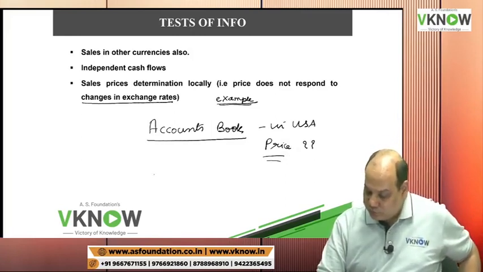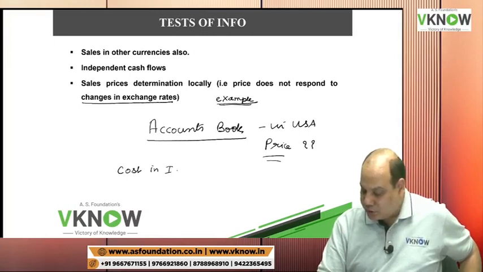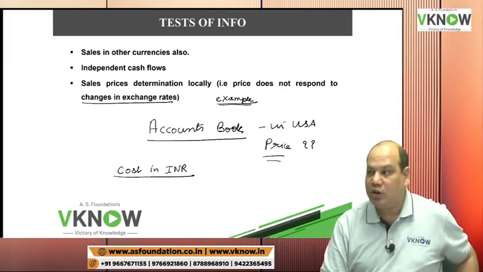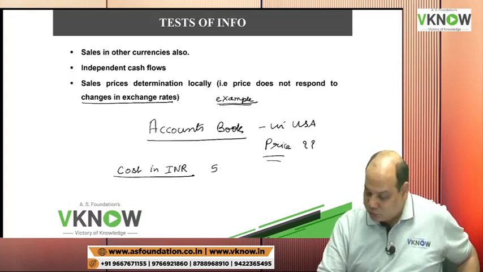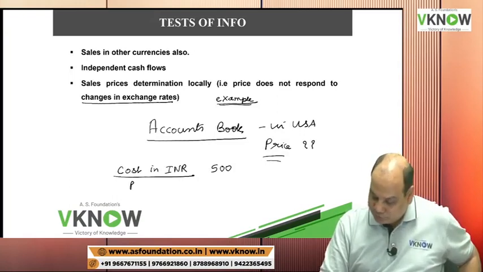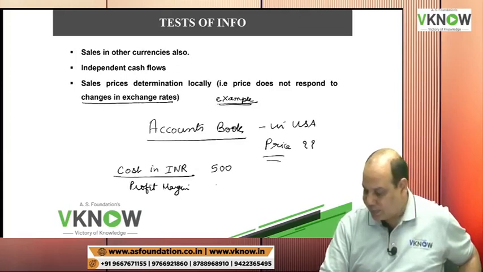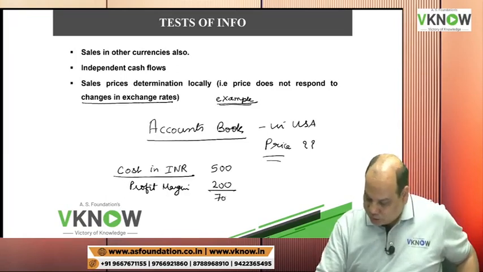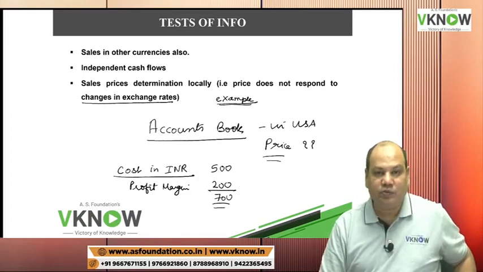What I will do, I will calculate the cost in rupees because we will manufacture the book in India. So we will incur the material, labor, overheads in India. Let us say it comes to 500 rupees. The cost of printing one book is 500 rupees, and suppose we add a profit margin of 200 rupees. So the total comes to 700 rupees.